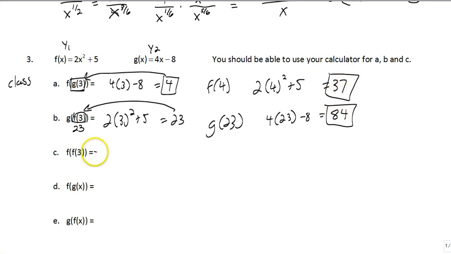F of 3, that's actually a very big number. Try it on your calculator, but you should end up with 1063. But it's the same principle. Do f of 3, get an answer, and put it back into f to get your new answer. Let's do it without, though.